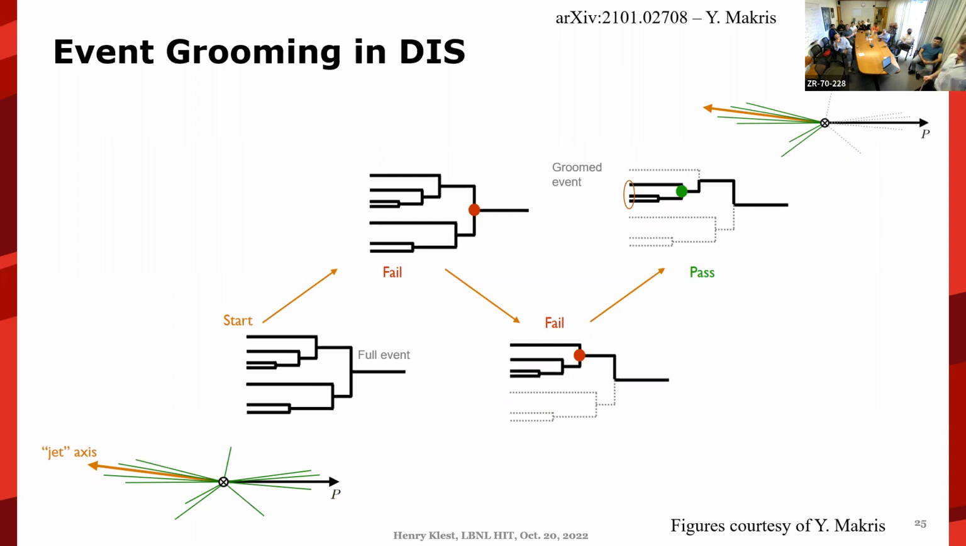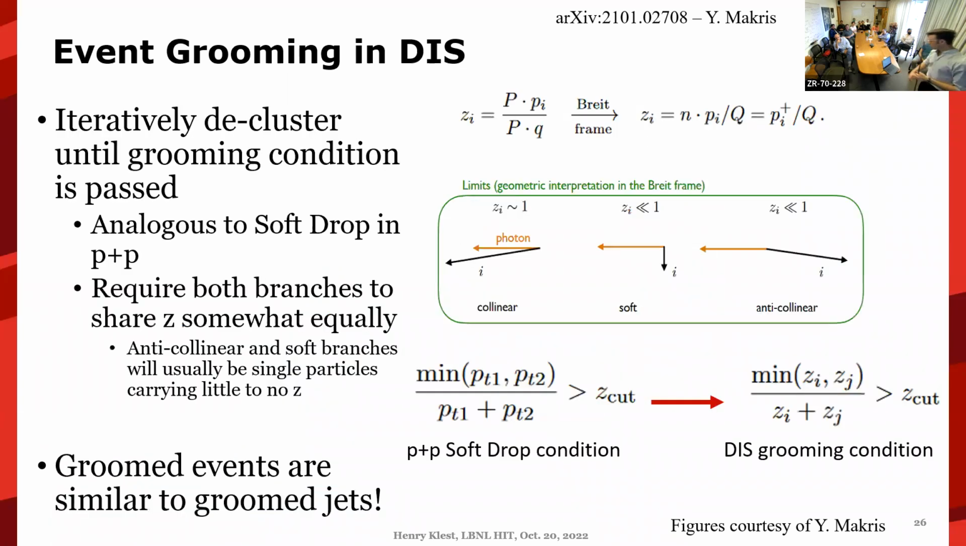And so, by using Centauro and then opening back up the clustering tree, you can do something very similar to what soft drop does in proton-proton collisions. The grooming condition is almost exactly the same. The only difference is instead of using pT as you do at a hadron collider, use this momentum fraction of the virtual photon, z.